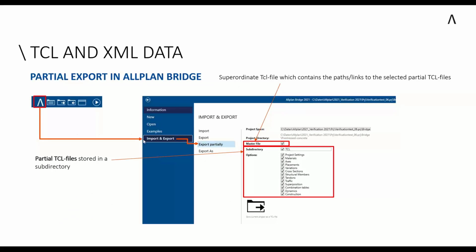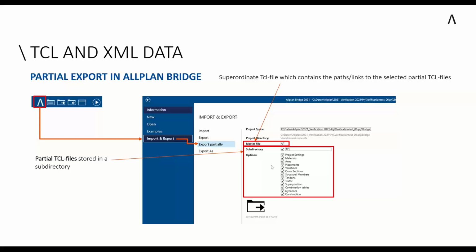When you go to the backstage menu, the standard setting when you export your project will always be exporting the whole database into one file. But in the backstage menu, you have more options. So instead of the full export, you can have a partial export. And this means that the user can select which parts of the project he wants to export.